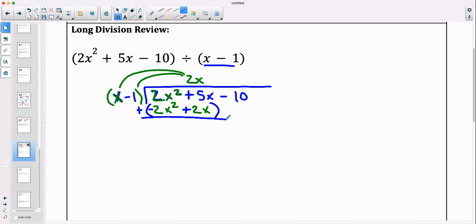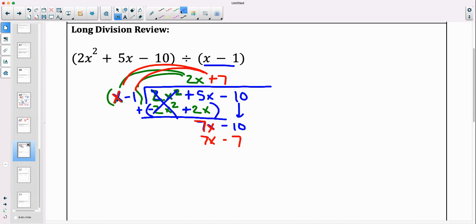All right, then these two should cancel. If they don't cancel, then we did something wrong. Now we have 5x and positive 2x to make 7x, and we bring down the next term, which is a negative 10. Then we start over. So now I need to multiply this x by something to cancel out this 7x, and that would be a positive 7. 7 times x is going to give you 7x, and 7 times negative 1 is going to give you that negative 7.